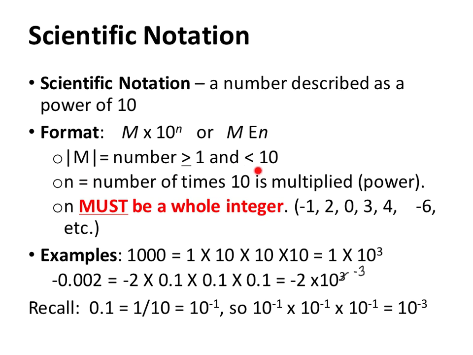N is the number of times that 10 is multiplied. It raises 10 to the nth power. So 10 to the second means 10 times 10. N must be a whole number, a whole integer: 1, 2, 0, 3, 4, etc. They can be negative, but they can't be fractions or decimals. M can be negative, just that the absolute value of it has to be greater than or equal to 1 and less than 10. The number itself can be negative, and it can be a decimal.